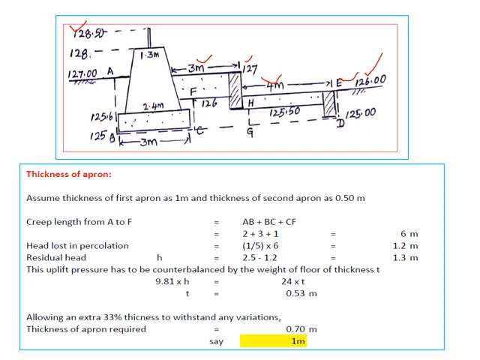So what is the head lost? It is divided by C, so therefore 1.2. So by the time it comes over here, the head lost is 1.2 meters. What is the remaining head or residual head? So out of 2.5 meters, 1.2 gone, so therefore it is 1.3 meters.